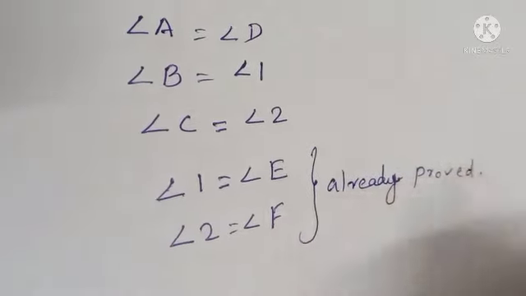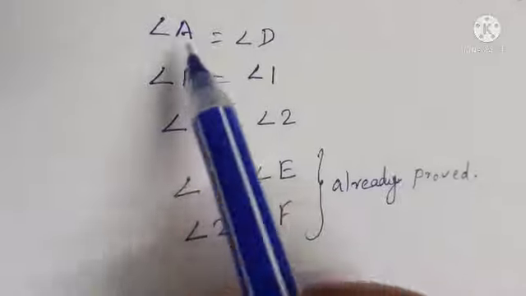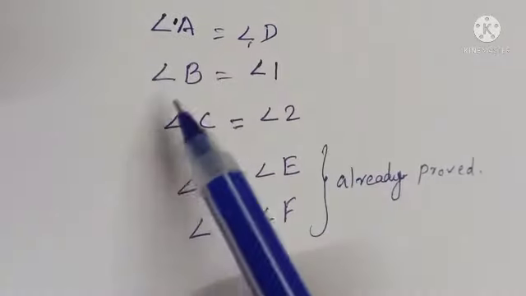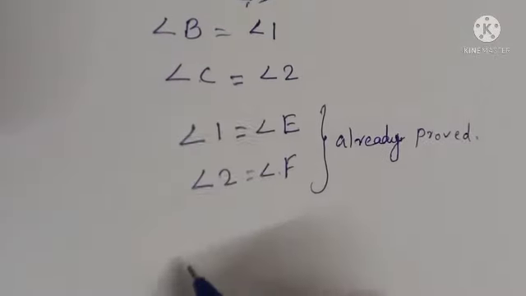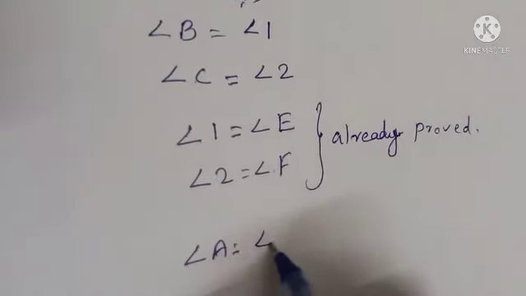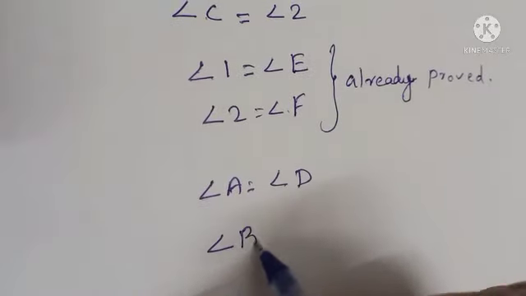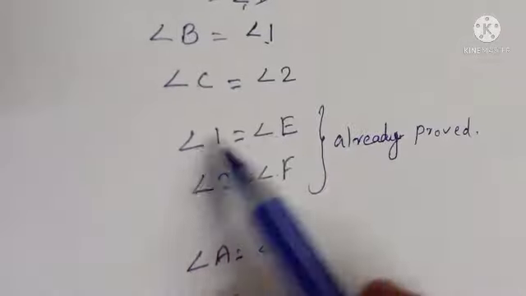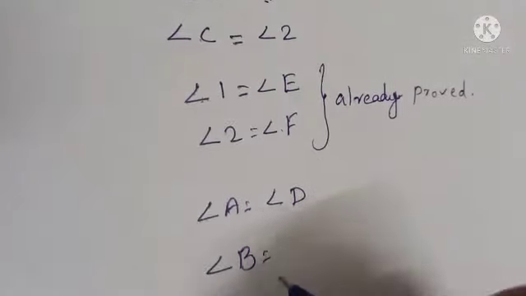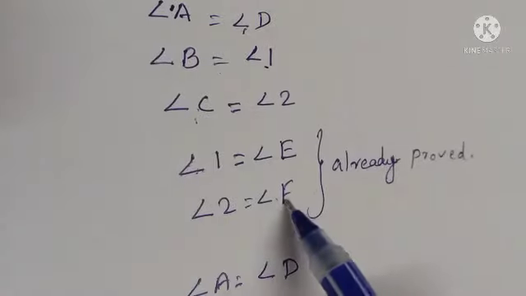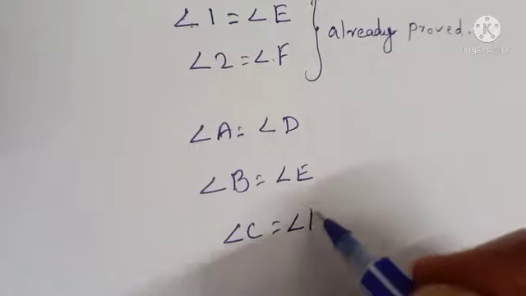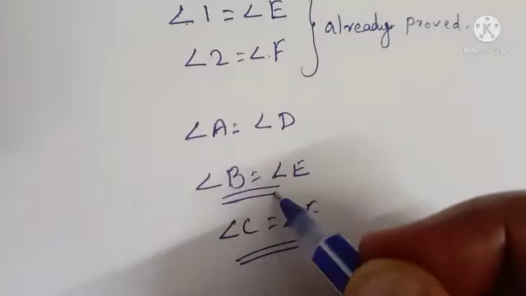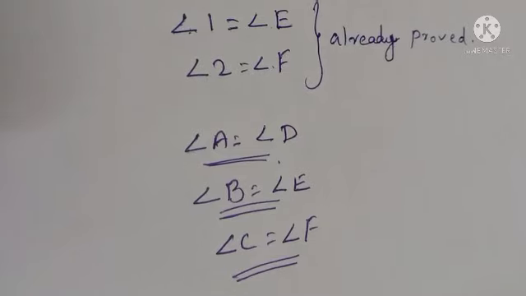When we combine all these, what do we get? Angle A equals angle D, angle B equals angle E, angle C equals angle F. Angle B equals 1, and 1 equals E, so angle B equals angle E. Angle C equals 2, and 2 equals F, so angle C equals angle F. So the corresponding angles are equal and the triangles are similar.